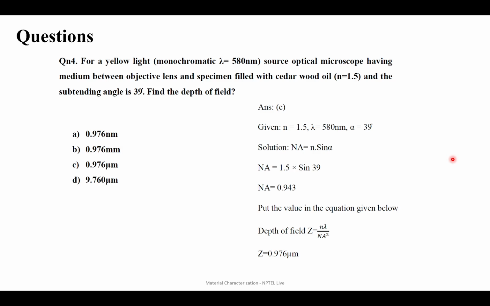That is correct. The answer would be 0.976 microns. So you are given n equals 1.5, lambda equals 550 nanometer, and alpha equals 39 degrees. You can calculate numerical aperture, n sin alpha, which comes out to be 0.943. To calculate depth of field, the equation is n lambda by NA squared. If you put all these values in, you will get depth of field equals 0.976 microns.